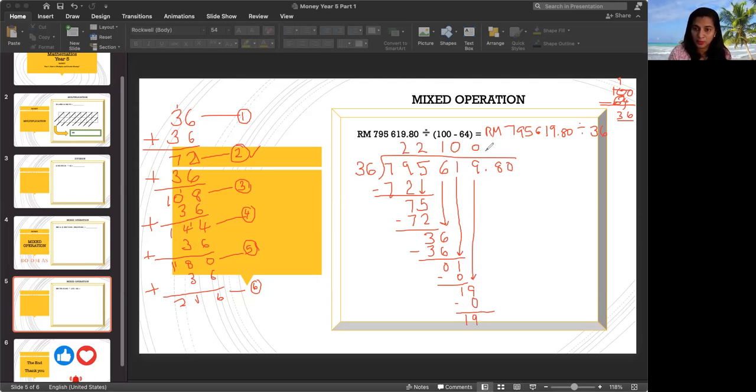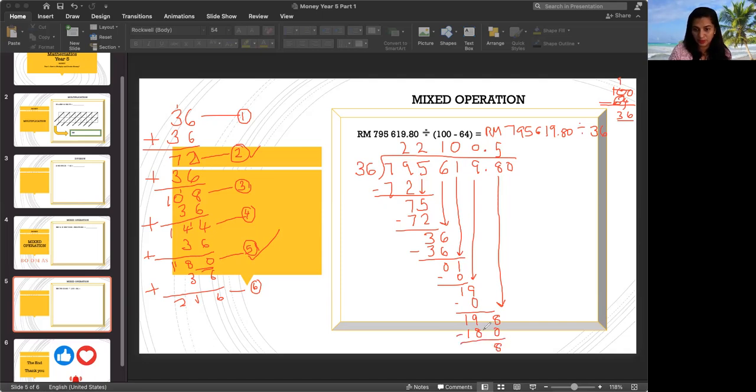At this point, your answer has a decimal point. You bring down your next digit, which is an 8. Now look at 198. Do we have 198 here? This is 216, which is more than 198. So you can only work with 180. So 180 means there are 5 36s. Okay, so 5 times 36 is 180. So write your 180 and now do the subtraction.